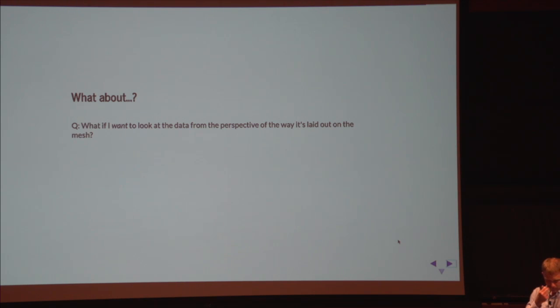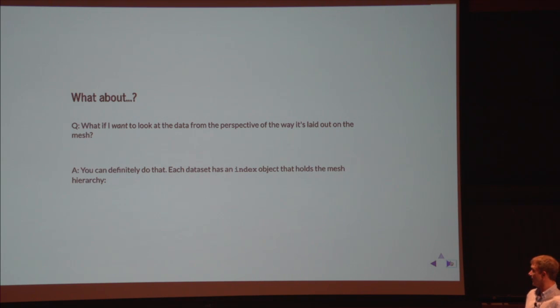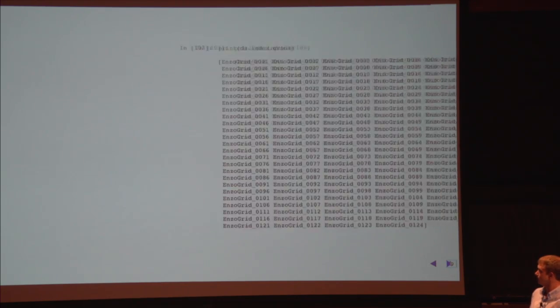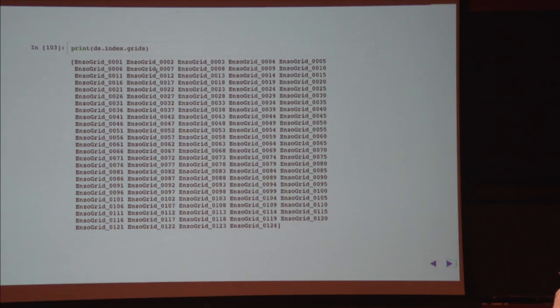So what I've shown you is basically ways to avoid thinking about the resolution, the particles, the AMR, all that stuff. You're like, but what if I want to look at the data from the perspective of the way it's laid out in the mesh? What if I want to see the values of the density in a block or a grid or something like that? You can definitely do that. Each data set has an index object that holds the mesh hierarchy. What do I mean by that? Well, there's an object ds.index, which knows about the grid metadata, which grid is neighboring which one, what children it has, that sort of thing. And it has an array called grids, which is just an array of grid objects.